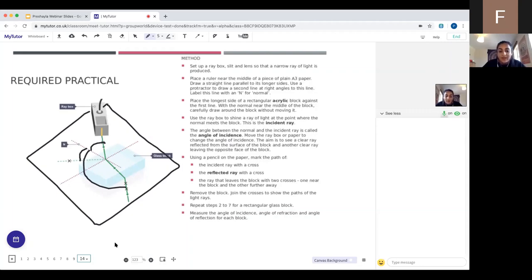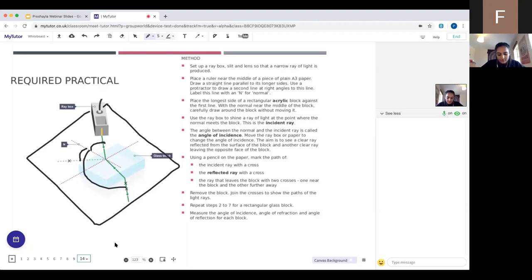The glass block is then switched out with an acrylic block, and we do the experiment again with different materials. So the whole experiment is really about using different materials and seeing how the light behaves in different materials.